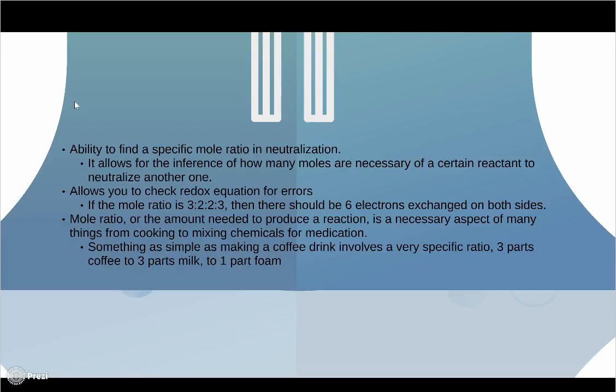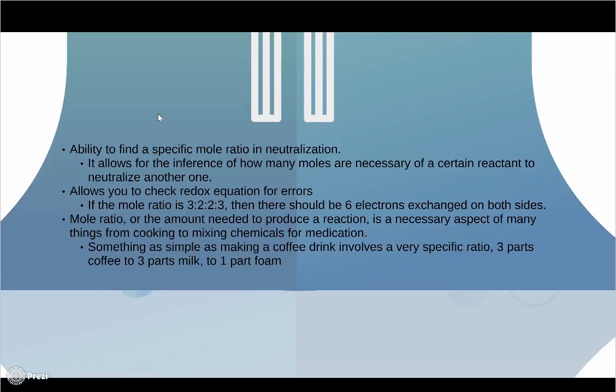Mole ratio is not just for this kind of experiment, but there are many different uses. One of the key uses is for neutralization. If you have a certain acid and a certain base, you want to know how much of that base, for example, is needed to neutralize that acid before you can dump it down the drain. Otherwise, you're gonna burn a hole in your sink.